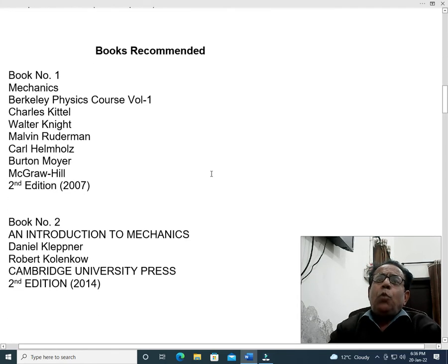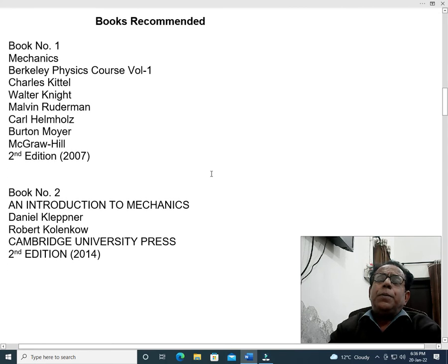Okay, now we come towards major books, course specific advanced level books. Books recommended. Book number 1, Mechanics, Berkeley Physics Course Volume 1. Its authors are Charles Kittel, Walter Knight, Malvin Ruderman, Carl Helmholz, Burton Moyer. Five authors. The exact pronunciation of their names may vary.